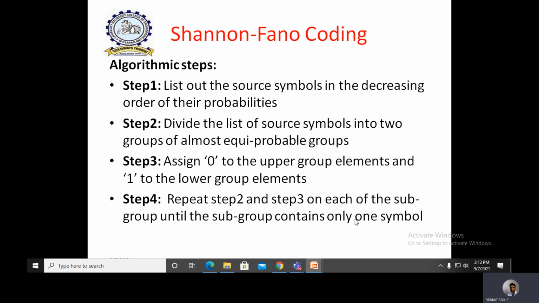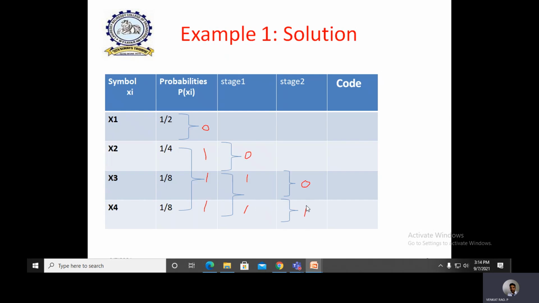Until each subgroup contains only one symbol, we keep on repeating these steps. So finally we are left with subgroups of only one element, so we stop the division process and also the assigning of 0 to the upper group element and 1 to the lower group element. That's over. So finally, how to write the code for each symbol? Directly writing the code in this order is simple in the case of Shannon-Fano coding. For example, how to write the code for x2?